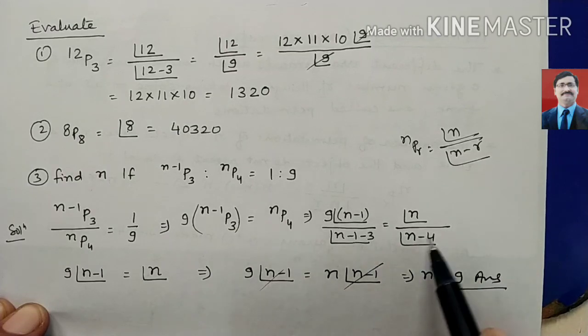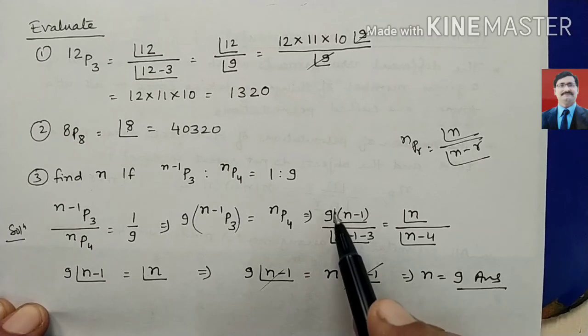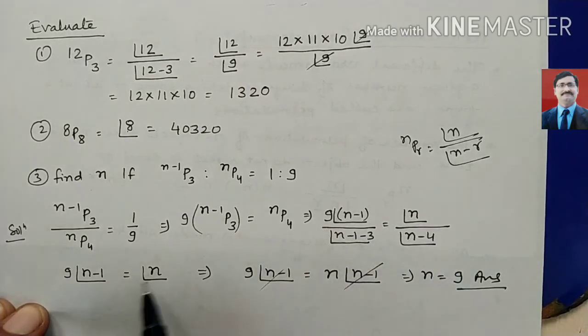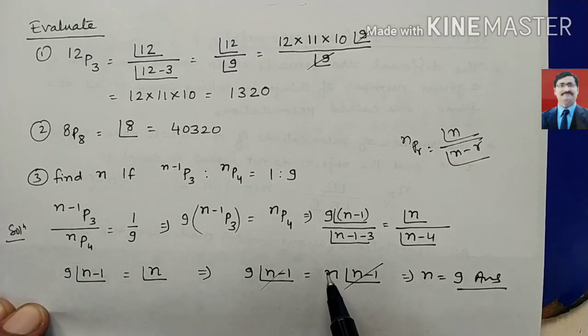Look here, in the denominator on both sides we get factorial (n minus 4), so we can cancel, and in the numerator we have 9 factorial (n minus 1) equal to factorial n. This factorial n we can open up to this n minus 1. So we can write here n factorial (n minus 1), factorial (n minus 1) cancels, so we get n equal to 9. So this is a very simple method I have done.